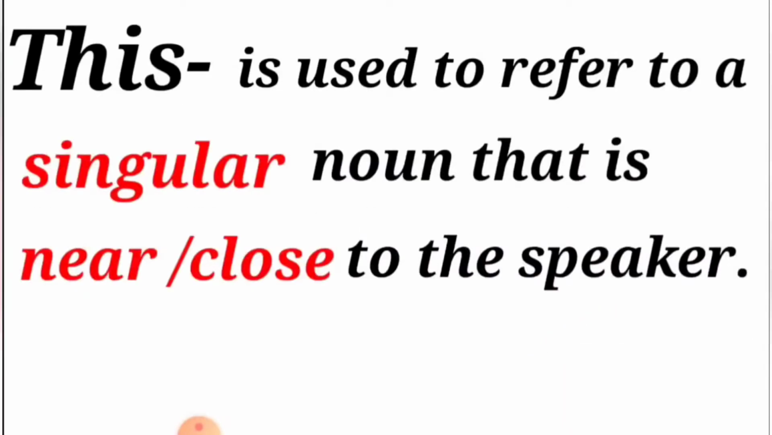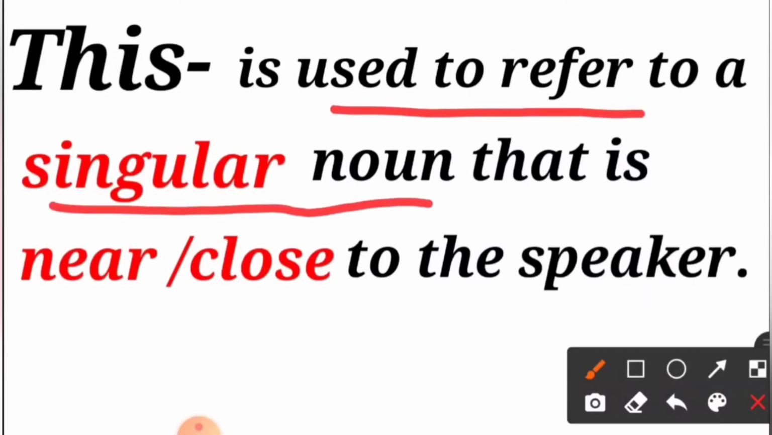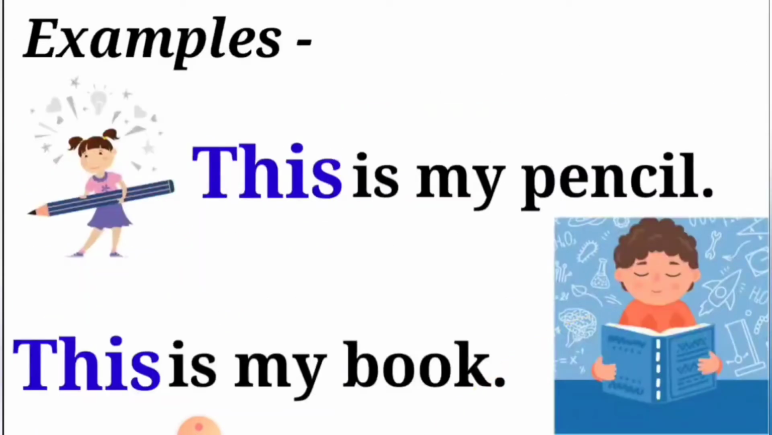Now let us learn more about the demonstrative determiner this and how to use it correctly. This is used to refer to a singular noun that is near or close to the speaker. In simple words, this demonstrative determiner is used to describe a singular noun that is near or close to the speaker. Now let us look at some examples to have a better understanding.